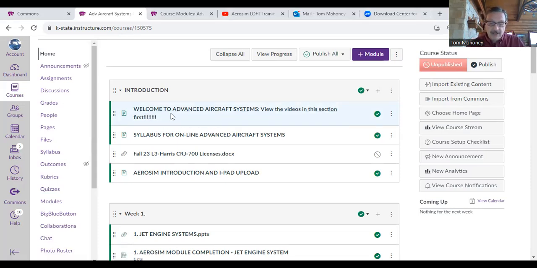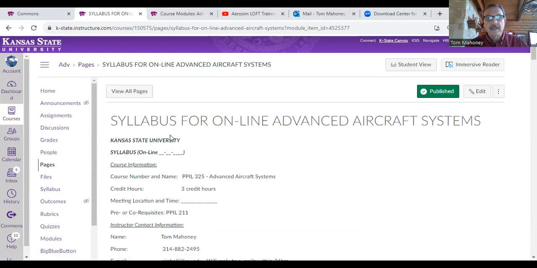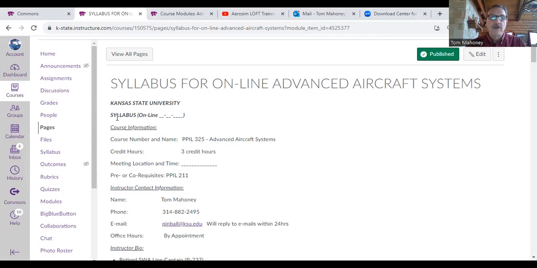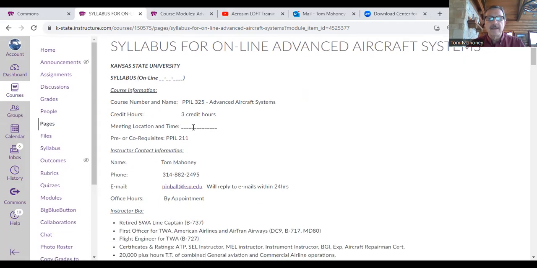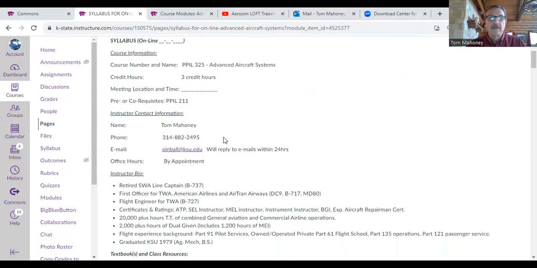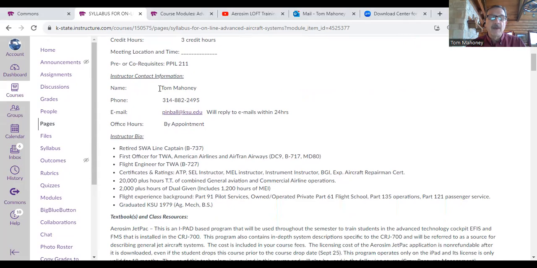The next thing I want to do is talk to you about the syllabus. So we'll click on the next line. The syllabus for this course is required as a K-State course, and it tells you a little bit about how we're going to do this. So, syllabus for online Advanced Aircraft Systems. We do not necessarily have a number for it just yet that I was able to put in here, but the course name is PPIL 325 Advanced Aircraft Systems for 3 credit hours. And of course, we're meeting in my living room or your living room, however you want to view it. And it is a prerequisite for CRM.